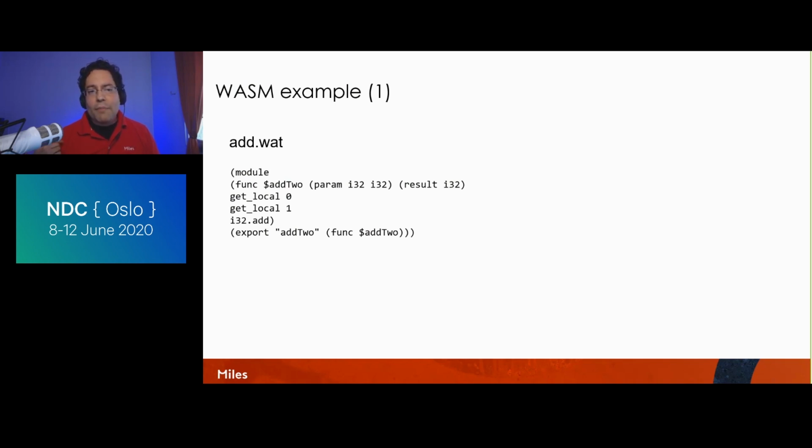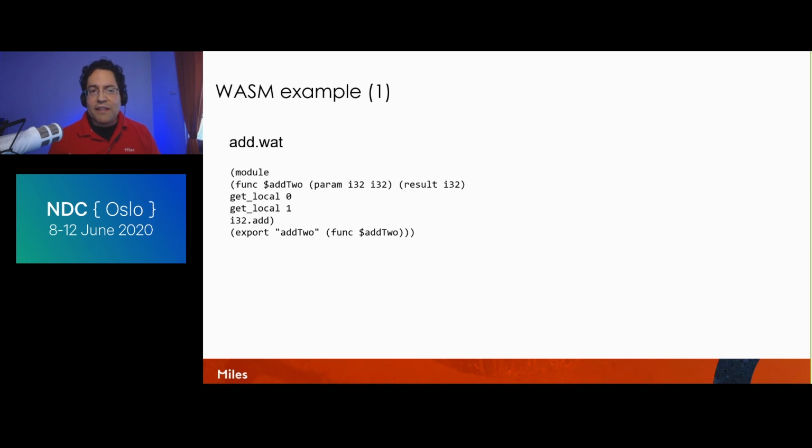WebAssembly has a format called WAT, which stands for WebAssembly Text Format. This is how we can write our WebAssembly code. What we have here is that we define a function called add2, and we define two input parameters, which are integer 32. Then we also declare that the result from this operation should also be an integer 32.